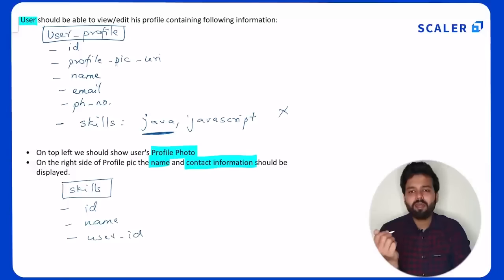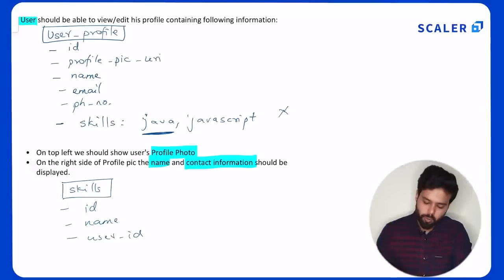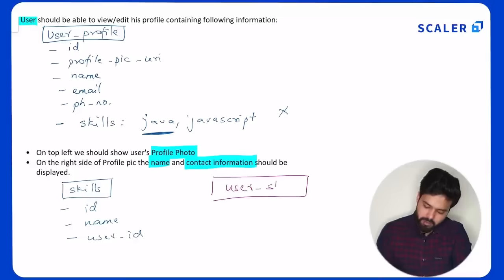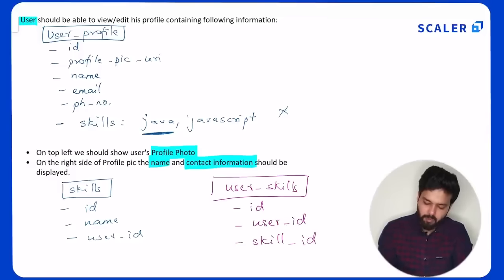To model a many to many kind of a relationship, what you should do is you should create a mapping table called user skills. Again, all our entities have an ID, so it will start with an ID. We'll also have a user ID here and skill ID. And we can remove the user ID that was there in the skills object.